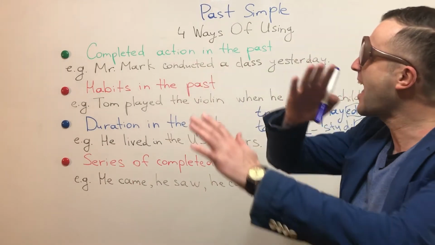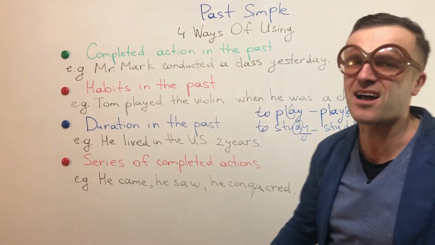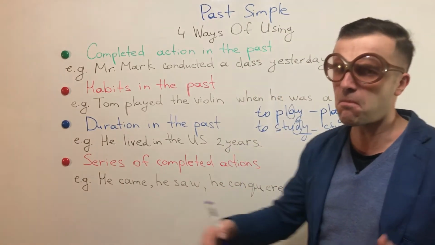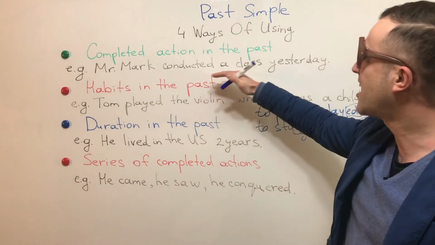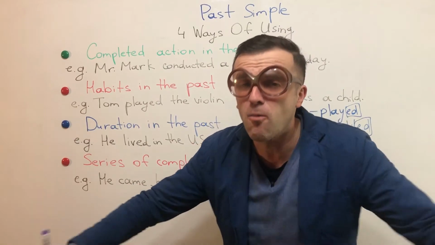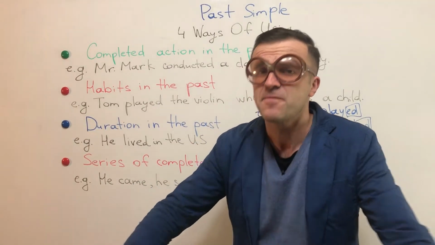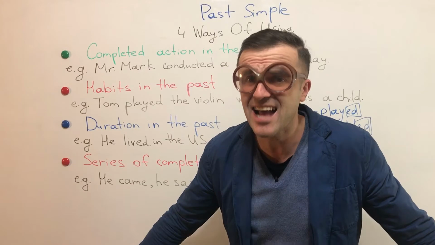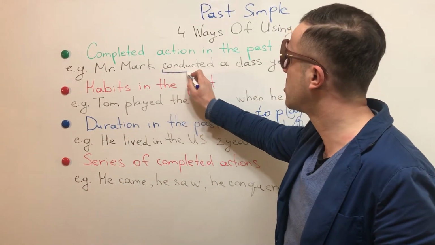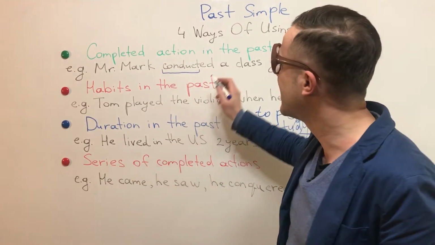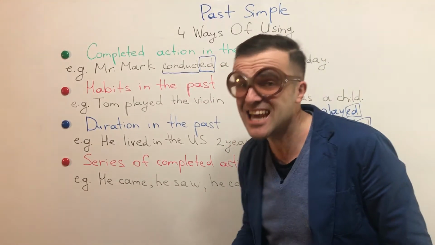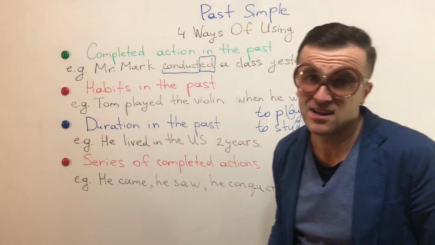So let's move on to the first way of using the past simple. It's a completed action in the past, or finished action in the past. For example, Mr. Mark, that's me, conducted a class yesterday. So it's done. I coped with my task, I finished it, I gave you a class, and that's it. Here we have the verb conduct and ed at the end of the verb. Mr. Mark conducted a class yesterday.